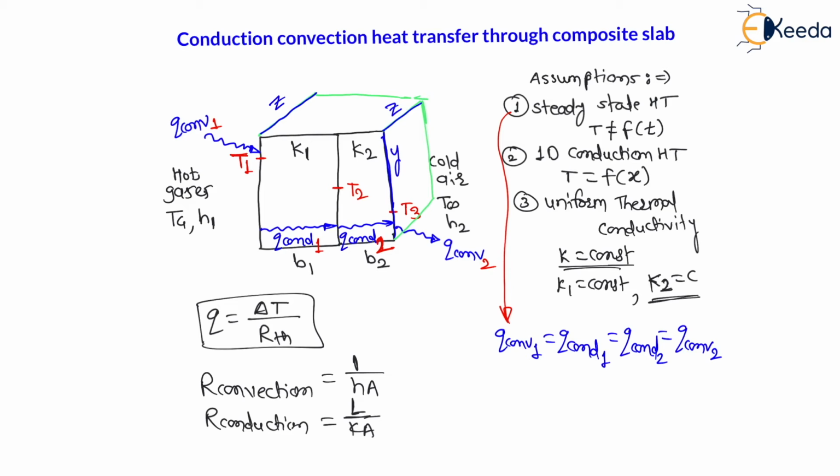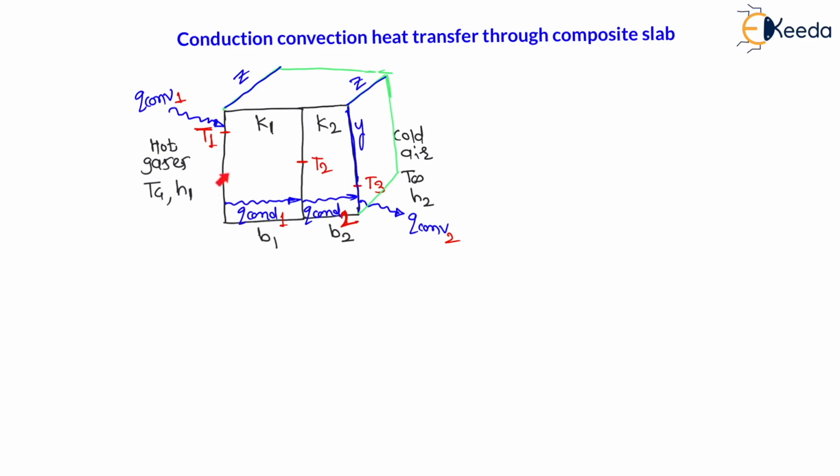So my dear students, we know that Q convection is nothing but the temperature change divided by the thermal resistance, right? Now we know that the convection resistance is 1 upon hA, and the conduction resistance is L divided by kA. So let us do the thermal analysis. Now let us draw the thermal circuit over here.